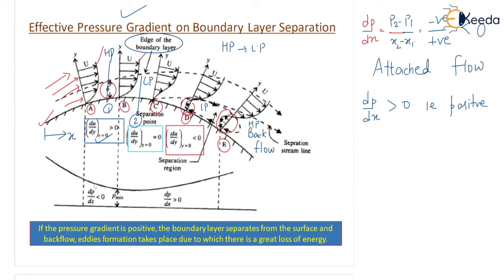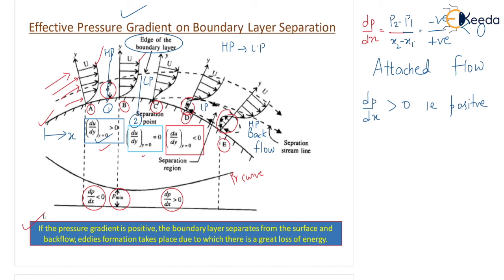So pressure gradient, as I already mentioned, dP by dx is less than 0, negative, and pressure is minimum here. This is the pressure curve. You can see pressure is decreasing, it is minimum here, and after that it is increasing. So dP by dx is greater than 0 for the detached flow. The main conclusion of this diagram is that we need to understand the value of dP by dx as well as du by dy. du by dy is positive here, then 0, then negative, and dP by dx for the attached flow is always negative, and for detached flow it is positive.